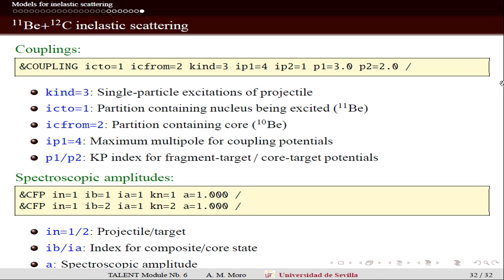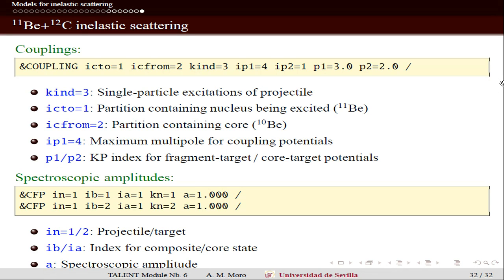And then this IP1 is the maximum multipole for the coupling potential. Remember that our coupling potentials contain one lambda that corresponds to the multipolarity. So we could include 0, 1, 2, whatever. At some point we have to stop, so this is the maximum multipole that will be included. Fresco will include in this case from 0 to 4 multipoles. Again, this is something that we can check afterwards. So we can set IP1 equal 1 or 2 and then increase until we get converged results.